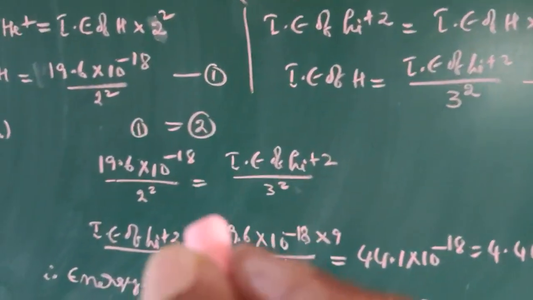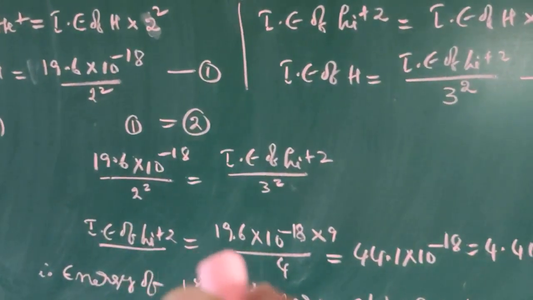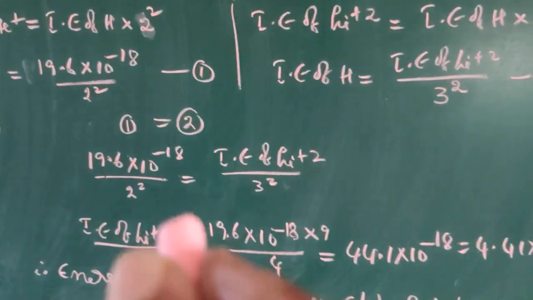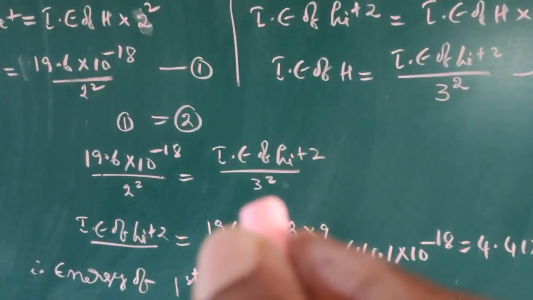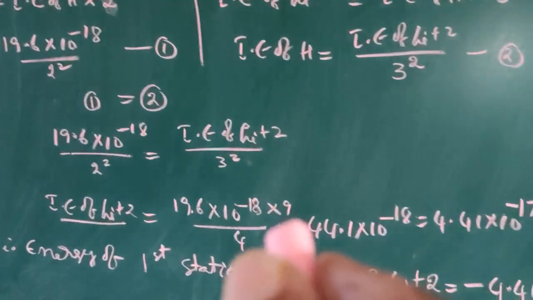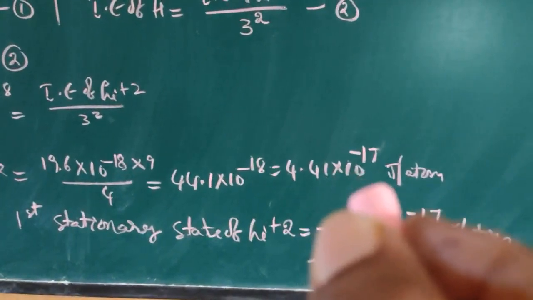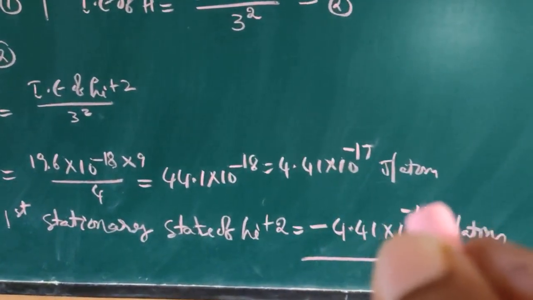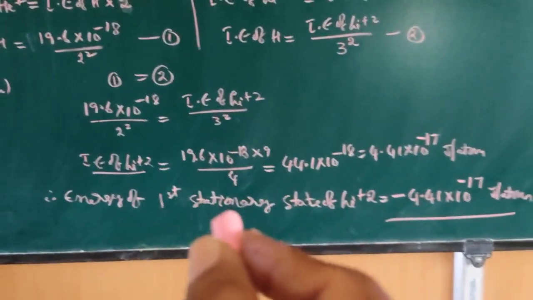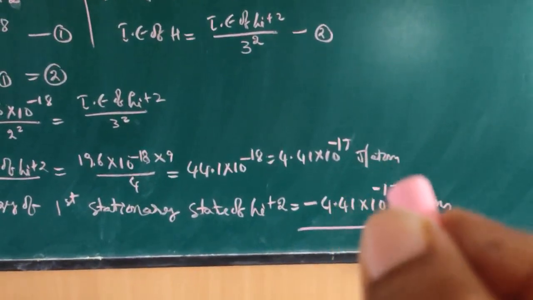Now we can calculate the ionization energy of Li plus 2. That is equal to 19.6 into 10 power minus 18 by 4, and after cross multiplication, into 3 square, which is 9. Finally you get 4.41 into 10 power minus 17 joules per atom. Please check once again. The ionization energy of Li plus 2 becomes 4.41 into 10 power minus 17 joules per atom.